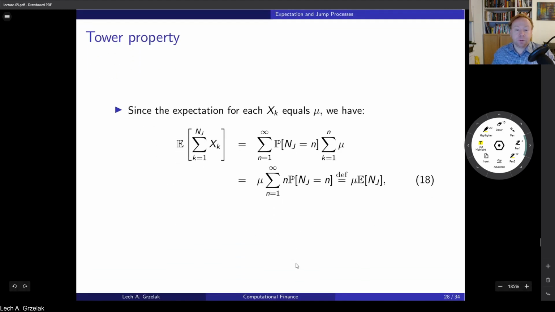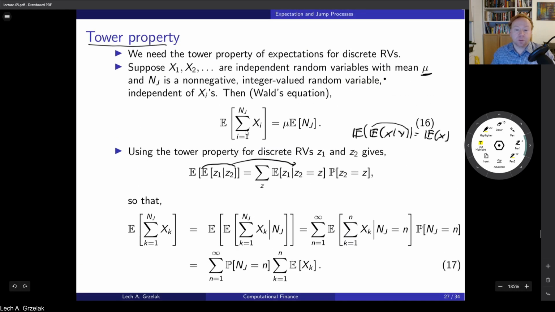And if we go further, we know that the expectation of xk was equal to mu, so this is what we have. So mu can go outside the expectation, and it's actually n times mu, right? If you sum mu n times, you have n times mu, so mu goes outside the summation, and here we have n times the probability that nj equals n, and by definition this is mu times the expectation of nj. So this is the proof for Wald's equation.